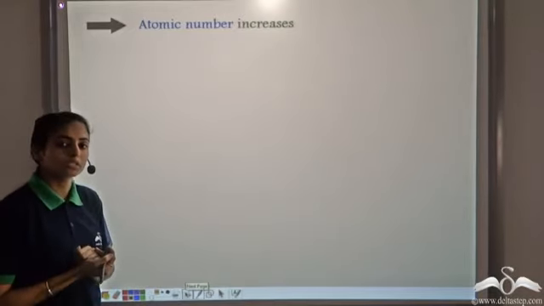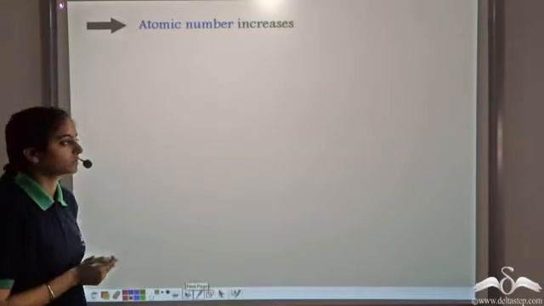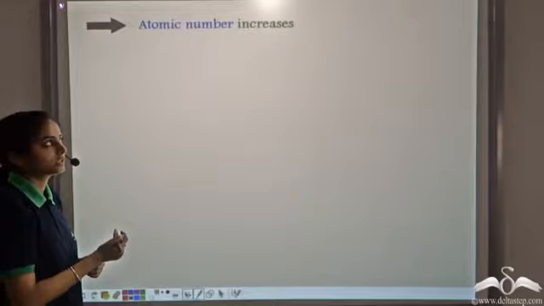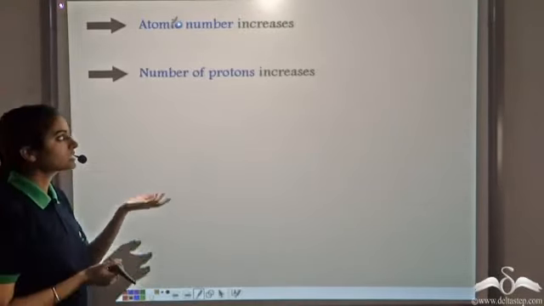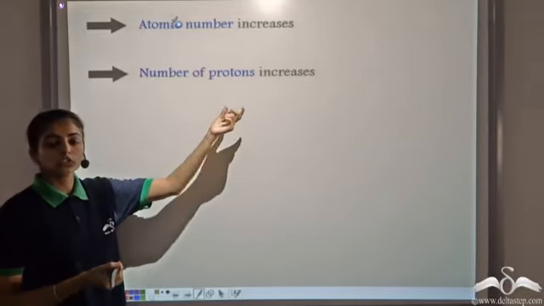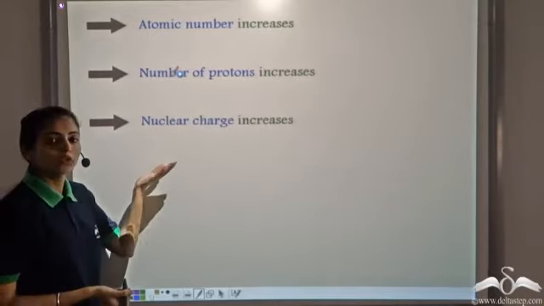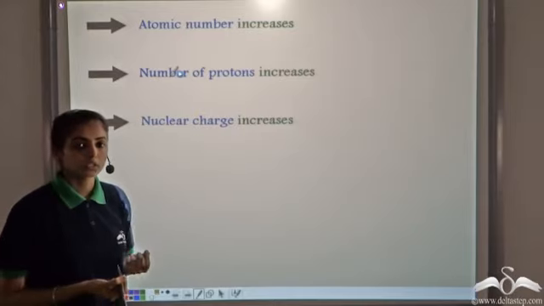What happens across a period? The elements are arranged in increasing order of atomic number. So going from left to right in a period, the atomic number increases. As the atomic number increases, we know atomic number is the number of protons. So the number of protons also increases.